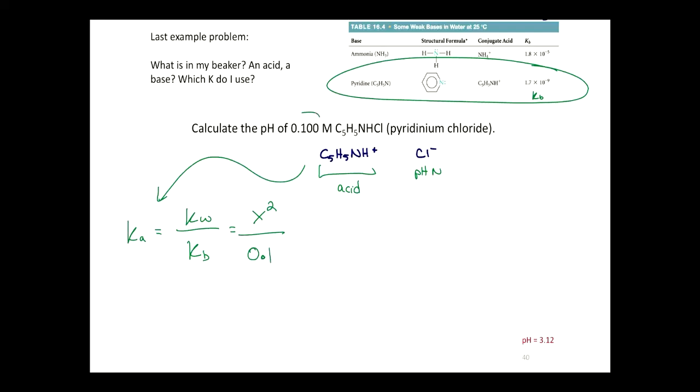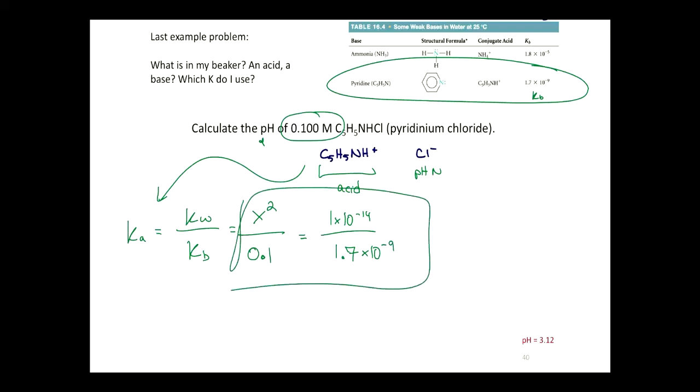So see how the concentration is that. And so we're going to calculate the pH, so we need to calculate what X is. And so X squared over 0.1 equals 1 times 10 to the negative 14 over 1.7 times 10 to the negative 9. So we can solve that. I've already approximated. I skipped the ice table because we've done like 8 of them already.